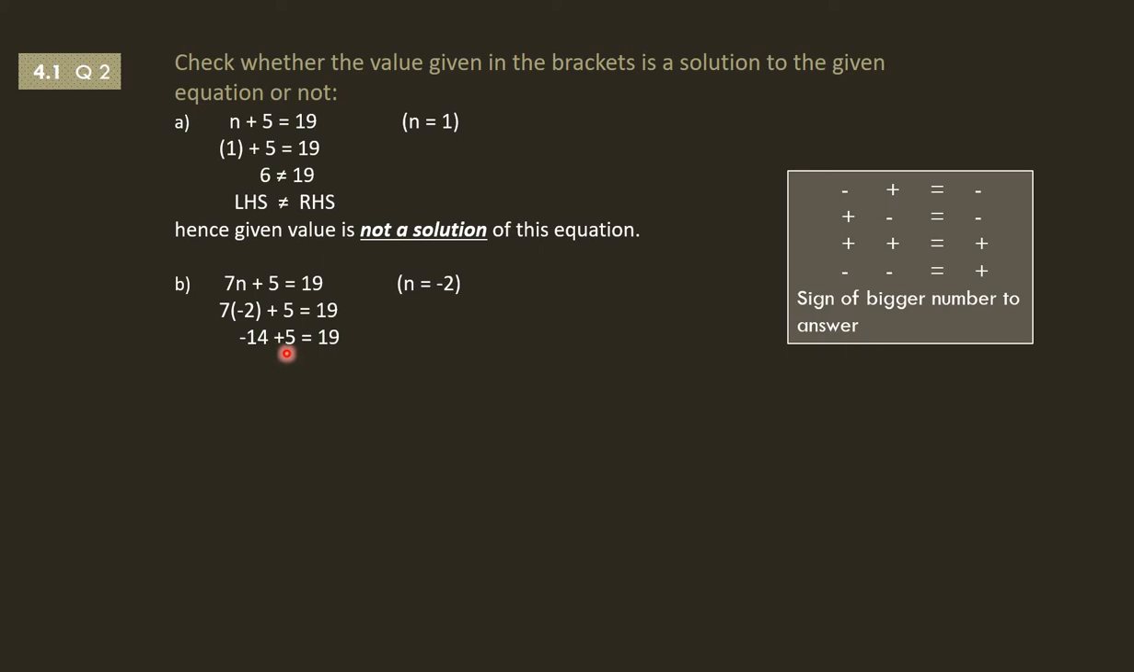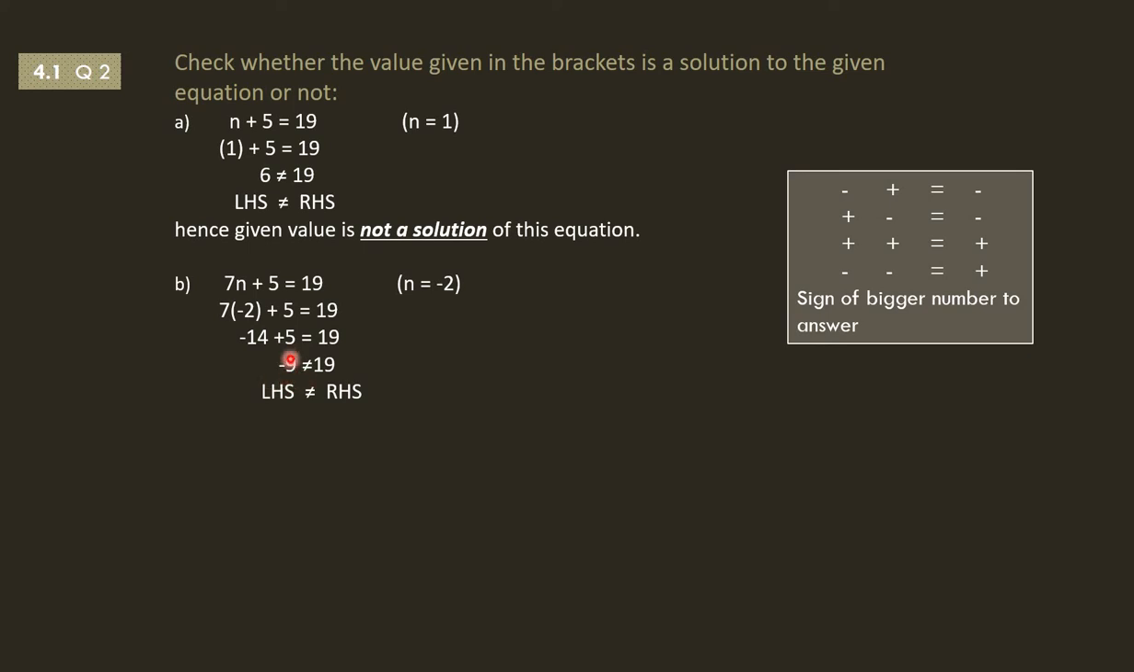और मेरा subtraction आएगा यहाँ पे minus 9. But check what is the sign of the bigger number. यहाँ पे बड़ा नंबर क्या है? 14 है. और इसका साइन क्या है? साइन उसका नेगेटिव है, तो मेरे आंसर को आएगा माइनस साइन. That's why the answer is minus 9.